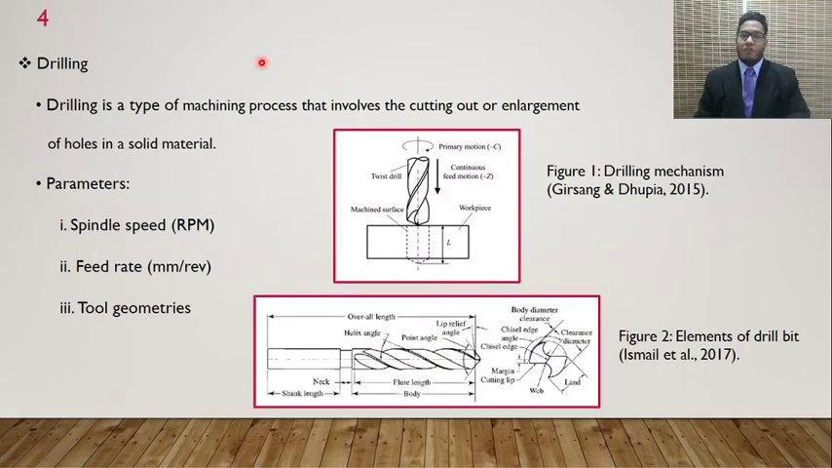Drilling is a type of machining process that involves the cutting out or enlargement of holes in a solid material. These are the parameters of the drilling. First, spindle speed, feed rate, and tool geometries. These parameters will affect the quality of the final product. So this figure shows the drilling mechanism. This is the rotation of the spindle, which is required to remove the material, and the feed is applied for the drill bit to penetrate into the workpiece.